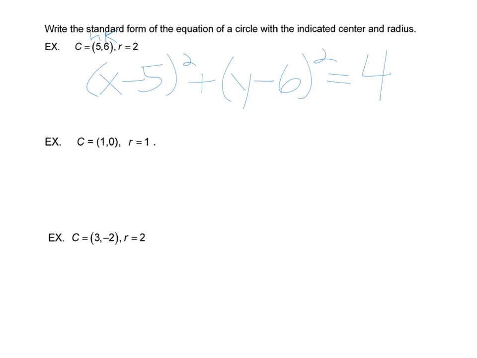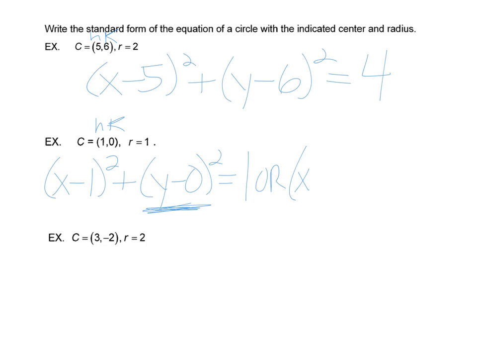In the next example, the center is 1, 0, that's h and k. Radius is 1, so we have x minus 1 squared plus y minus 0 squared equals, and when you square 1, you just have 1. Now, when we have either the x or the y minus 0, you don't have to include the 0. I could also write that x minus 1 all squared plus y squared equals 1.